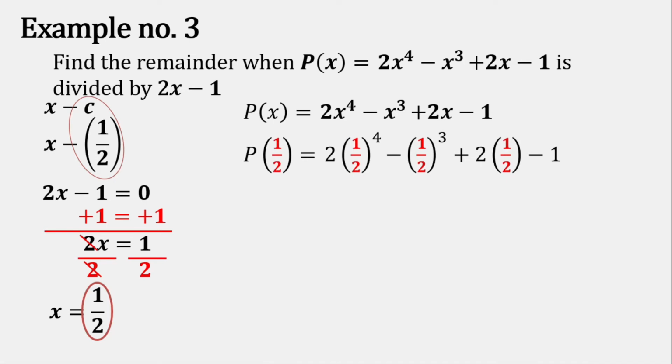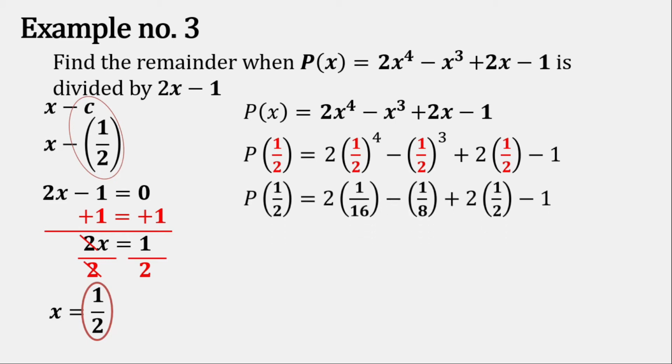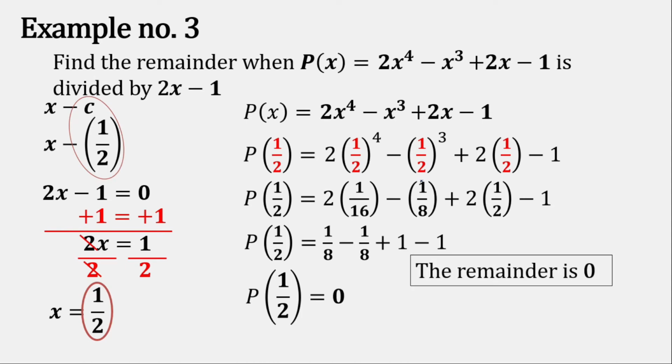Now 2 times 1/2 raised to 4 minus 1/2 raised to 3 plus 2 times 1/2 minus 1. So let's try to evaluate it. That would be 2 times 1 over 16 minus 1/8 plus 2 times 1/2. In this case, we could cancel this out, 2 will cancel out 16. That will become 8, so this will become 1 over 8. And this will become 1. So we have now 1/8 minus 1/8 plus 1 minus 1, and that will become 0. So the remainder is 0, so there will be no remainder.